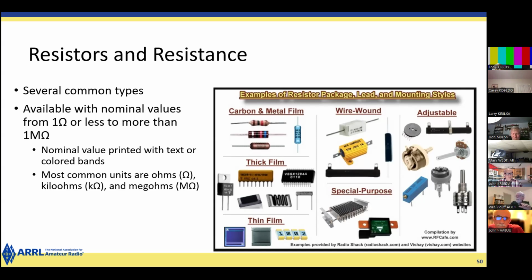But also because the resistive wire is wound in a coil, they also have inductance. So you don't use wire wound resistors in radio frequency circuits. There are special purpose resistors designed to dissipate a lot of power. For instance, for a dummy load, you might want a dummy load that's rated at 100 or 200 or even 1500 watts. And so you need resistors that are built to withstand a lot of heating.